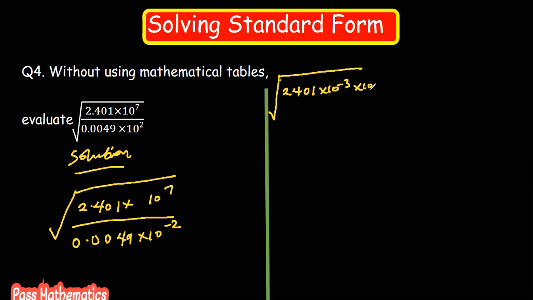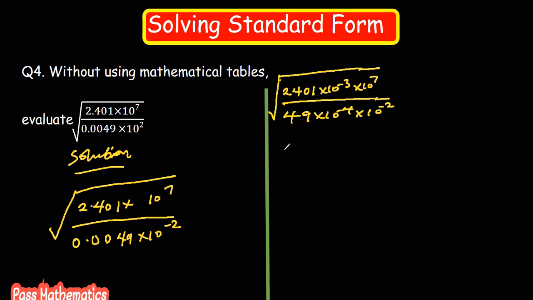This is the power of 7. Let's extend this. So divided by, what do we have? We have 49 now, times 10 to the power of minus 4, then times 10 to the power of minus 2. So I'm going to extend here.